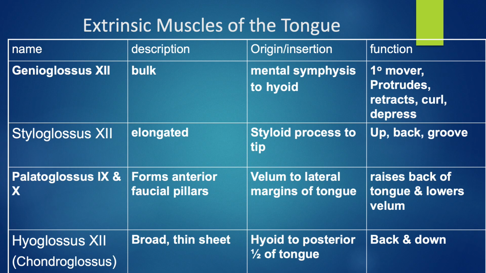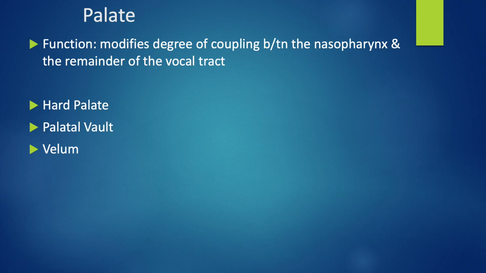And then also palatoglossus, that is a muscle that goes from the soft palate to the back of the tongue. And it's important for tongue movement and velar movement, but it also forms the anterior faucial pillars, which is a landmark in the back of the oral cavity. The palate is critical for coupling, or the degree of coupling between the nasopharynx and oropharynx.